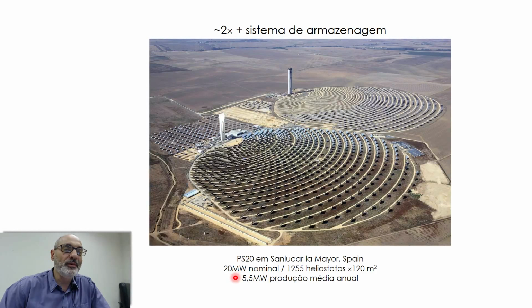Since they have the same nominal power, I started by setting the same nominal power, 20 megawatts, and I ended up with almost the same area. So this is an actual power plant in Spain, and this is its configuration. So you have 1,255 heliostats of 120 square meters.